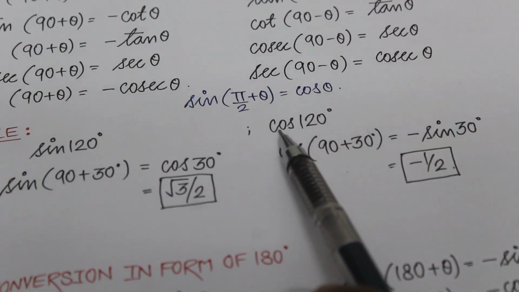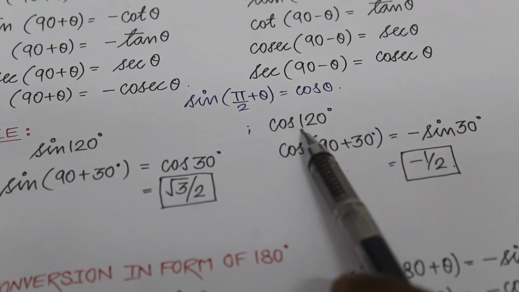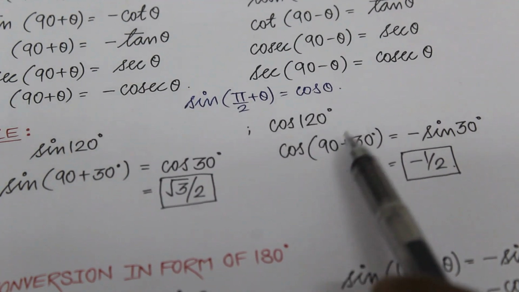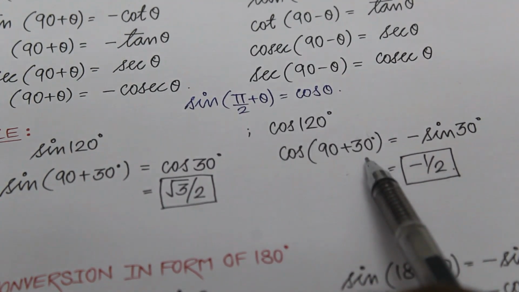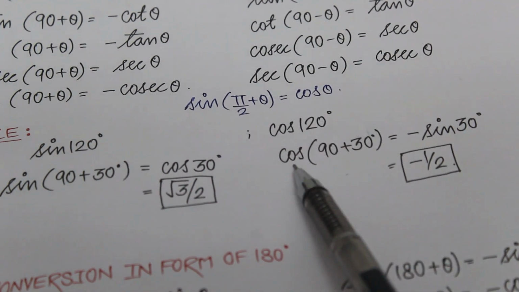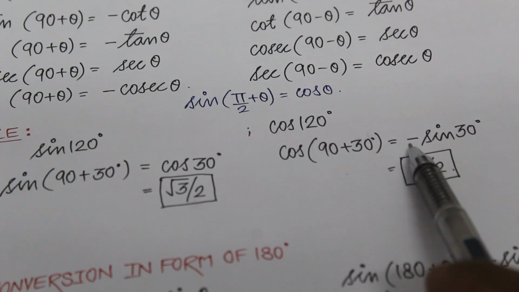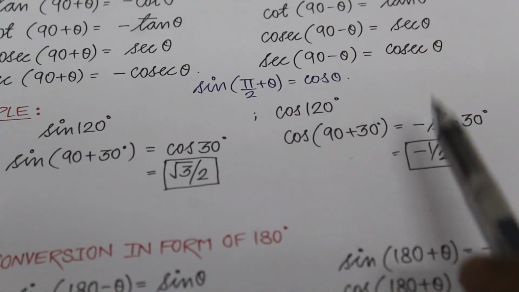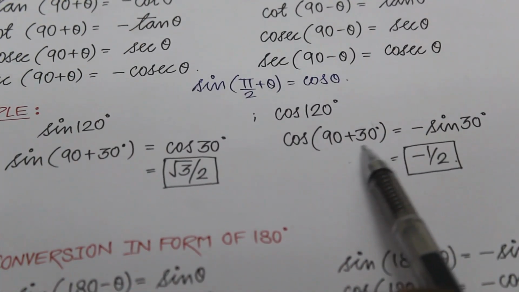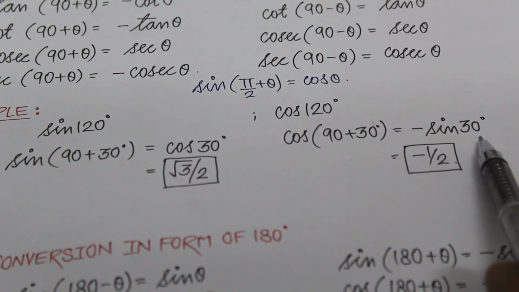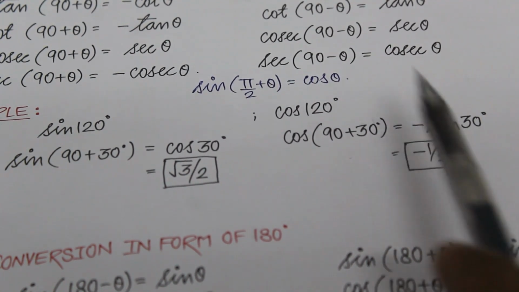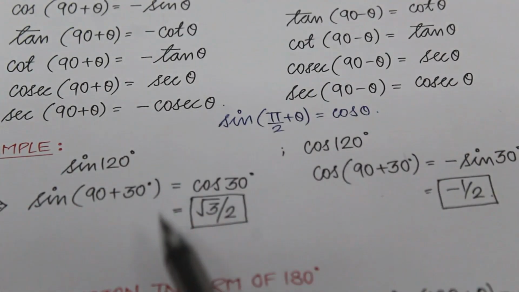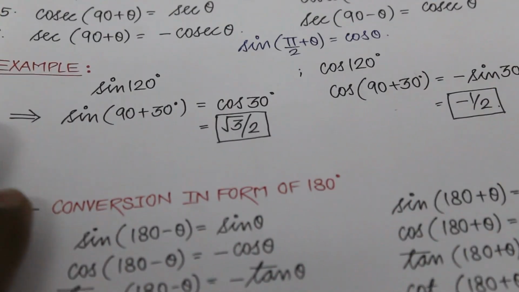Similarly, if I find out cos 120, again I'll write 120 in the form of allied angles. So cos 90 plus 30, it will be in the second quadrant. Cos in the second quadrant is negative, so I've written negative. Cos 90 plus theta will become sine. So here theta is 30 degrees, so minus sine 30 degree. Sine 30 is half, so minus half. The value of cos 120 is minus half. So using these formulas, you can find out various allied angles.